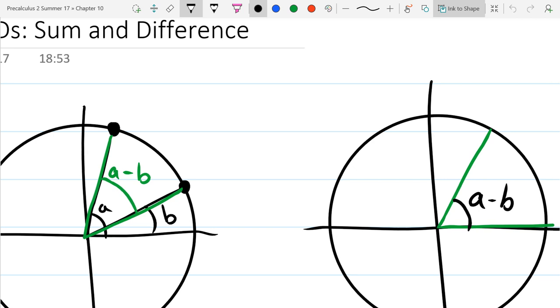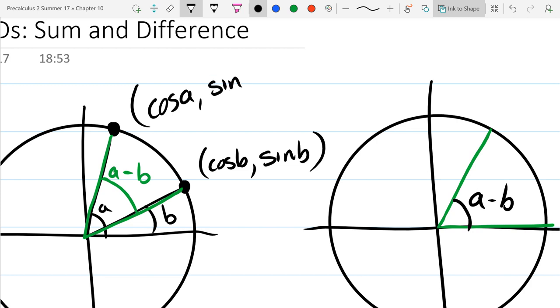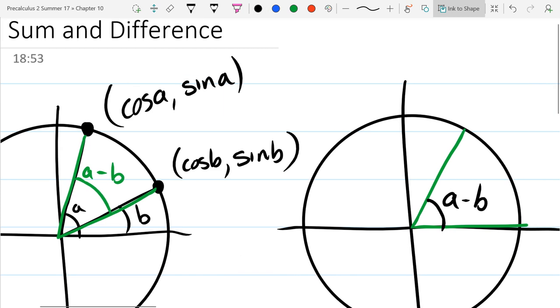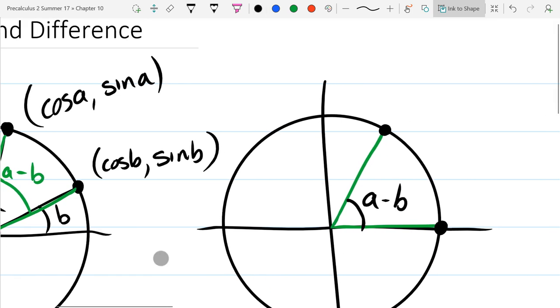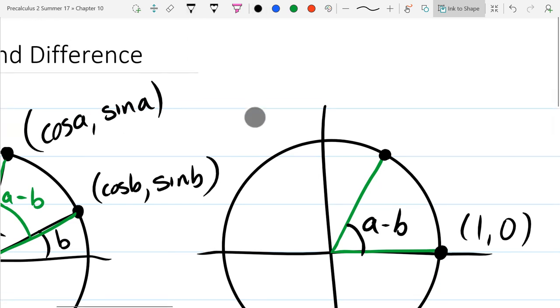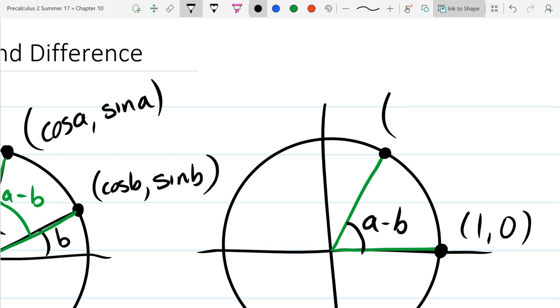And now we're going to look at the points. The only thing I know is this is a unit circle, so the x-coordinate is cosine, the y-coordinate is sine, whatever that angle B is, and the same thing up here. This is cos A, sin A. All right, so those are our two points there. Over here on our rotated angle, one of these points is super easy. We're on a unit circle, so (1, 0). The other point, relatively easy, same thing as before, cosine and then sine.